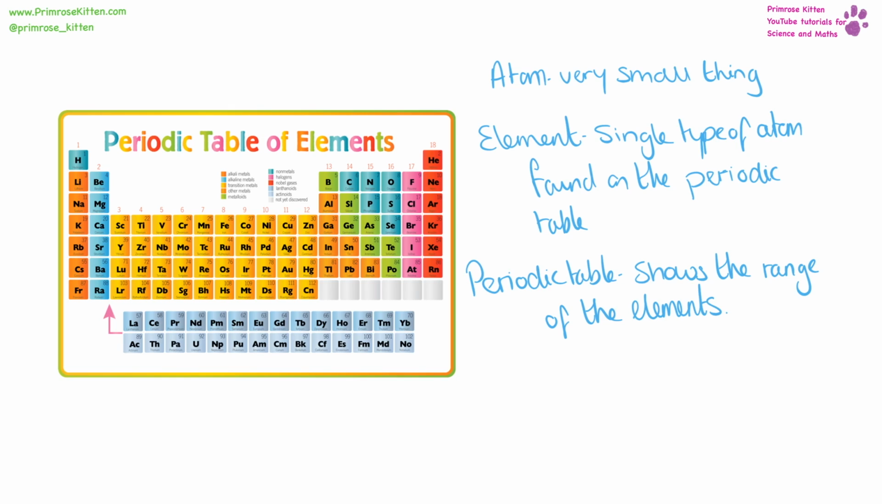Here we have our wonderful, beautiful periodic table. It is a list of all the elements which are known to exist. Elements are a single type of atom. An atom is a very, very small thing. The word atom is actually Greek for uncuttable. And when they named them, they thought it was the smallest thing possible. The periodic table tells us loads and loads of information about the elements, the range of elements that are known to exist. There are still loads yet to be discovered.